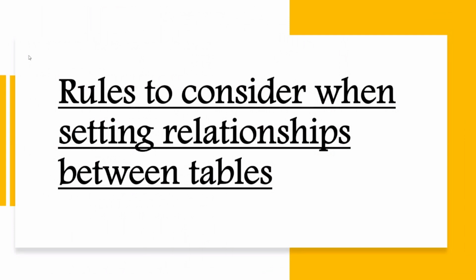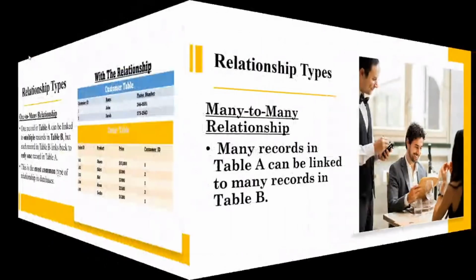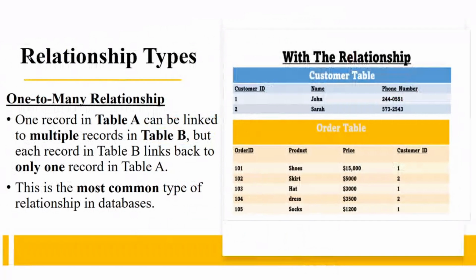Rules to consider when setting relationships between tables. When you are about to set up a relationship between two tables, you can follow the following rules. The first one: both tables must have at least one field containing common data. So we just quickly jump back to our table right here. We realize that customer ID is common to both tables, because we have customer ID right there in our customer table, and we also see it showing in our orders table. So that's the common field right there.